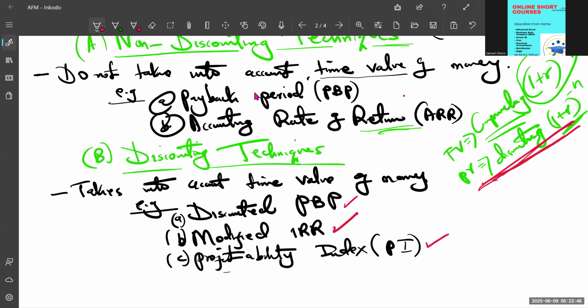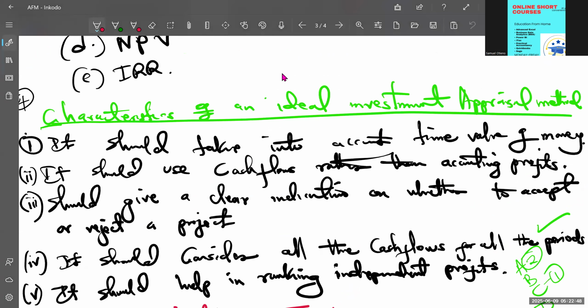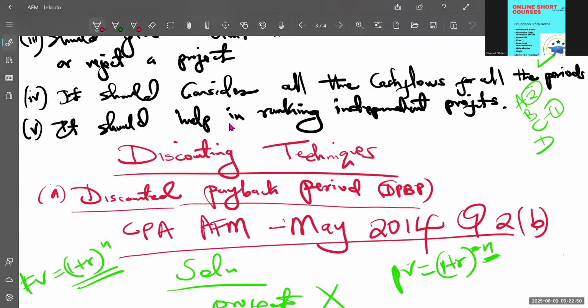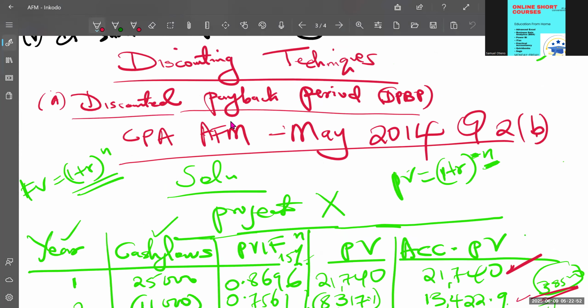So in the computation, we already did the first part of it. And in that computation, we were using an example of a question under Advanced Financial Management in the CPA course, which was a sitting of May 2014, question number 2B. So that is the sitting from where we got the paper, the question, and we started discussing it.